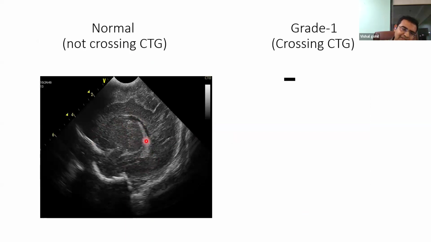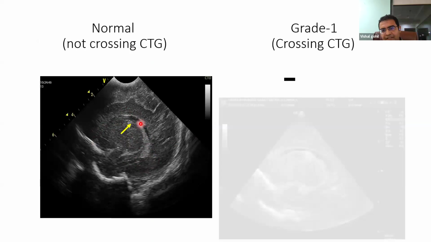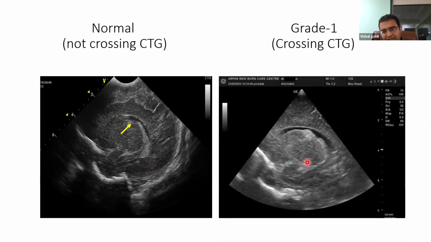So that means this echodensity in your coronal view is the tip of your choroid plexus, which is not part of your IVH. Now you can see in this image, this is your choroid plexus, and again, your echodensity is crossing your CTG. So this is part of the IVH, not part of the choroid plexus. So if your echodensity is crossing the CTG, that is your grade 1 IVH.